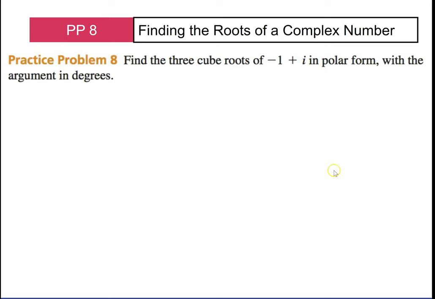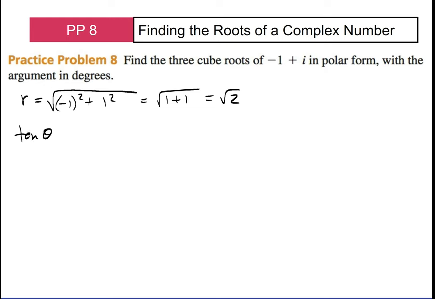All right, our problem here it is. Find the 3 cube roots of negative 1 plus i. So let's figure out the r value. Negative 1 squared plus 1 squared, that would be a square root of 2 eventually. Cool, we had that before.